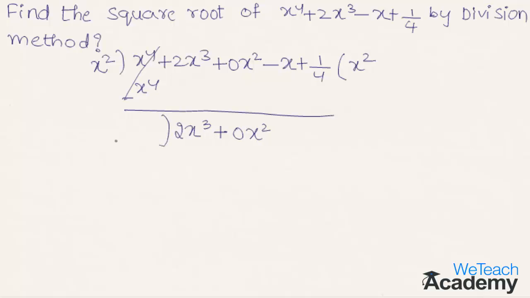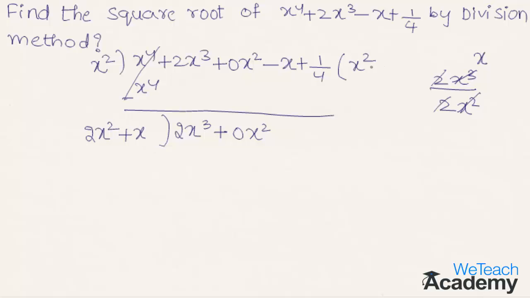Now let's find the divisor. Here we have the square root as x square and double of x square would be 2x square, which would be the first term of the new divisor. Now let us divide the first term of the new dividend with the first term of the new divisor. By dividing we get 2x cube by 2x square. Here 2 and 2 get cancelled, and by dividing x cube and x square the x remains, and this would be the second term of the new divisor.